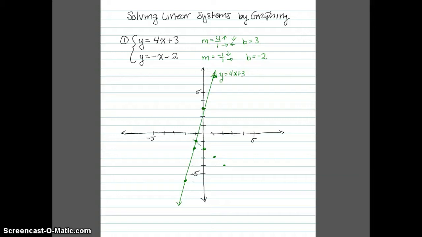And once again, I'll pick up my straight edge so I get a pretty decent line. Notice that I'm extending my lines the entire coordinate plane. I do want to make sure that they intersect. And this is my equation, y equals -x minus 2.